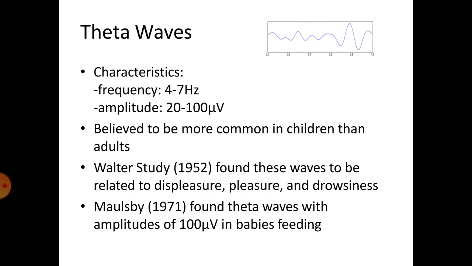Next is theta waves. Characteristics: frequency 4 to 7 Hz, amplitude 20 to 100 microvolts. Believed to be more common in children than adults. One study found these waves to be related to displeasure, pleasure and drowsiness.